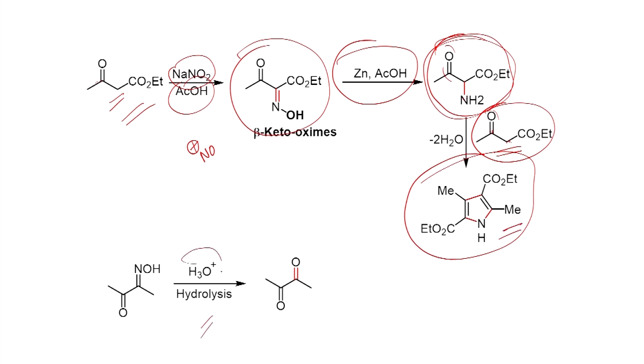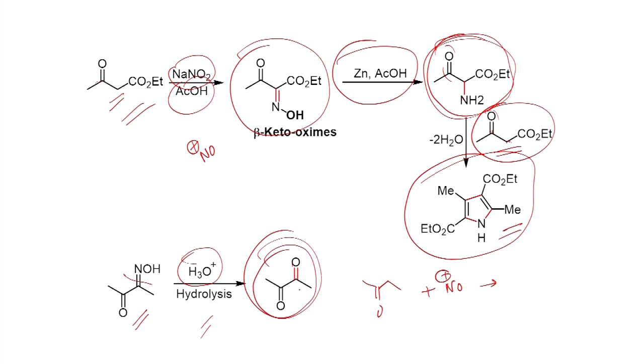Oxime also can be, if you have acidic medium, you can try to do hydrolysis, you will be able to form the diketone. For example, if you have this ketone and you can try to react, then you will be able to form this oxime as the product, keto oxime. Once you form this one, when you do hydrolysis, you can introduce a carbonyl group. So this is one of the approaches.